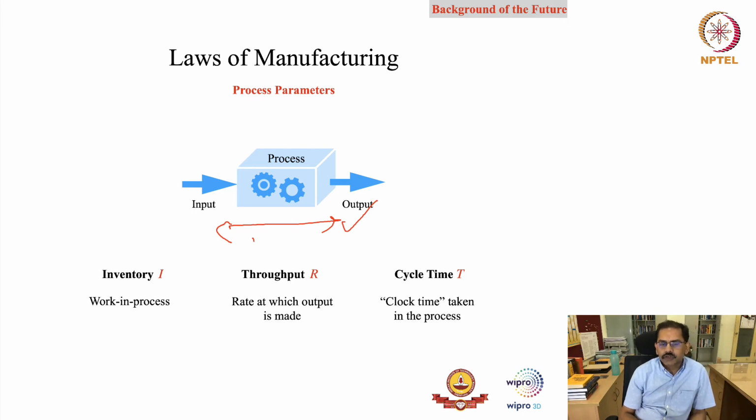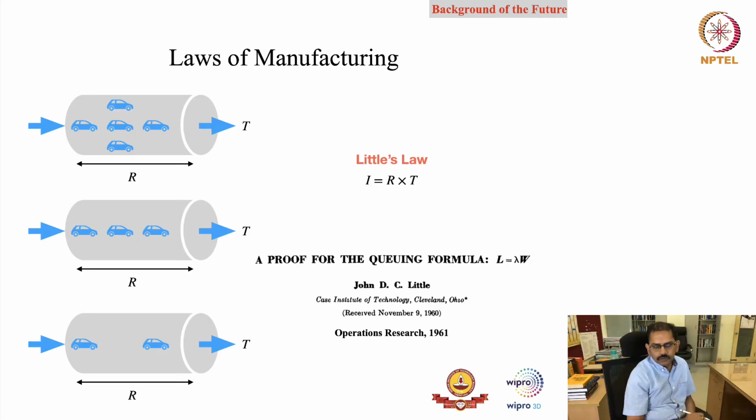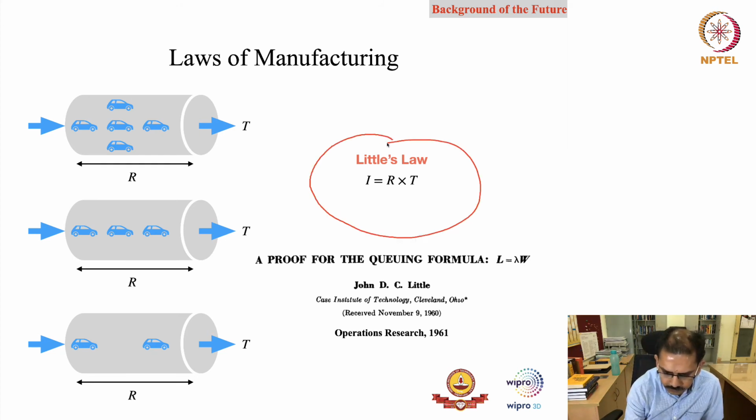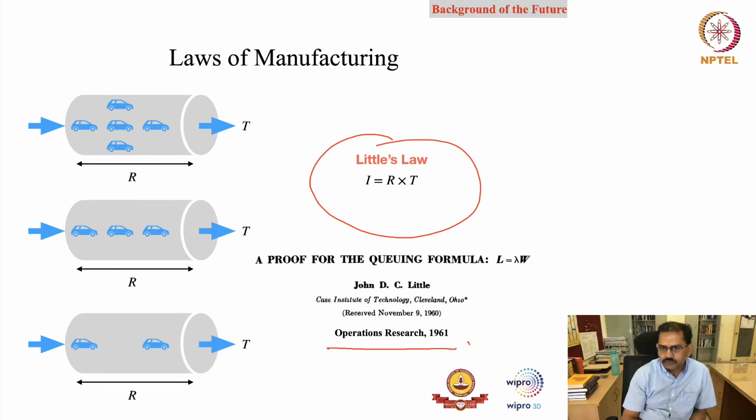So there is some kind of relationship between these three process parameters, right? So there would be some relationship between work in process, the rate at which output is made, and the clock time taken in the process, right? So, if this is clear, let me start thinking about some laws, right? So the first law which comes, some of you might have seen this in some queuing theory settings, right? Which is called Little's law. And you can actually see that this paper was published in 1961.